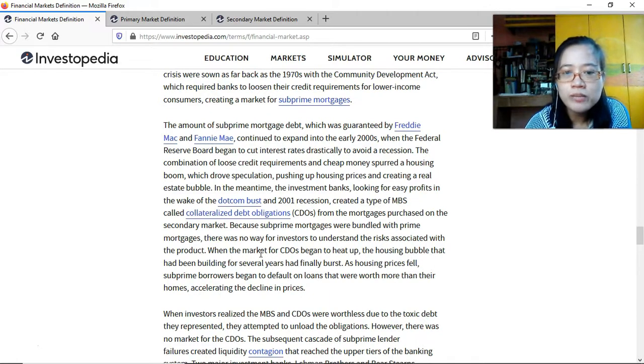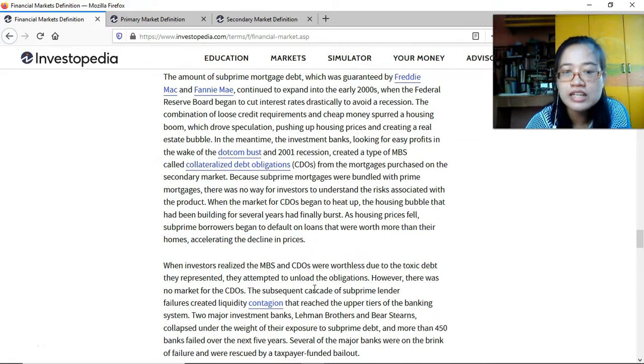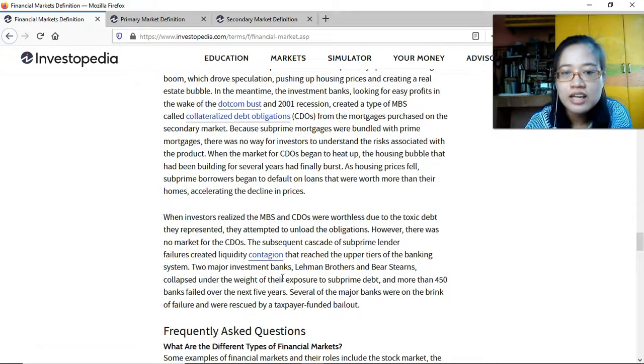Okay? When the market for CDOs began to heat up, the housing bubble that had been building for several years finally burst. As housing prices fell, subprime borrowers began to default on loans that were more than their homes were worth, accelerating the decline in prices. When investors realized the MBS and CDOs were worthless due to the toxic debt they represented, they attempted to unload the obligations. However, there was no market for the CDOs because everyone had been affected already.